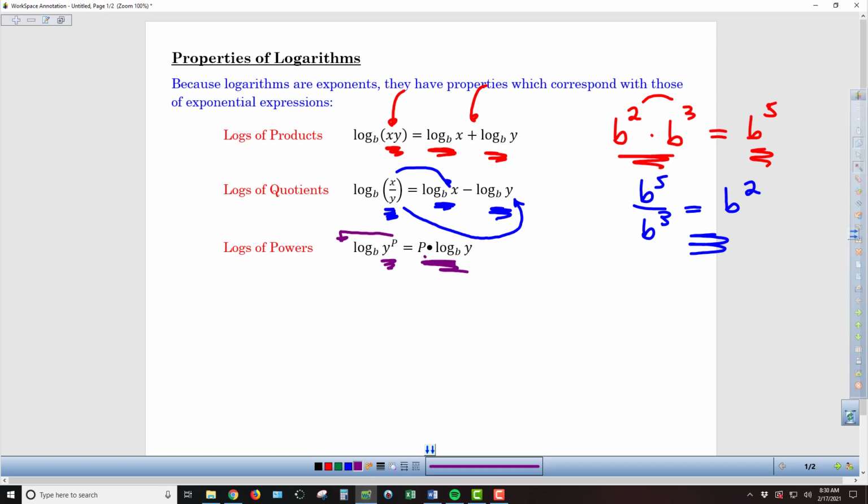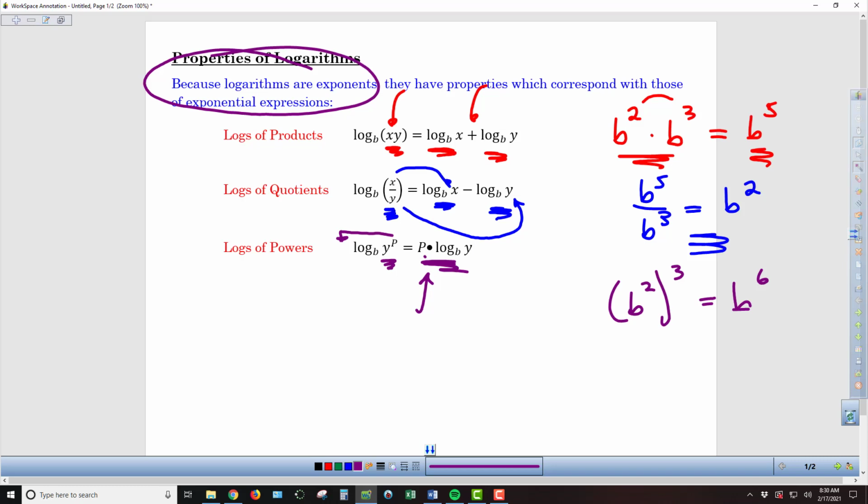And so if we think to our exponent rules, if I have b squared to the third power, if I have an exponent being raised to another exponent, we're going to multiply those exponents to get the new exponent. So in this case, if I have something inside of a logarithm being raised to some exponent, I can bring that to the front, and then I'm going to end up multiplying. So these properties are all connected to our exponent properties because, again, logarithms are exponents.